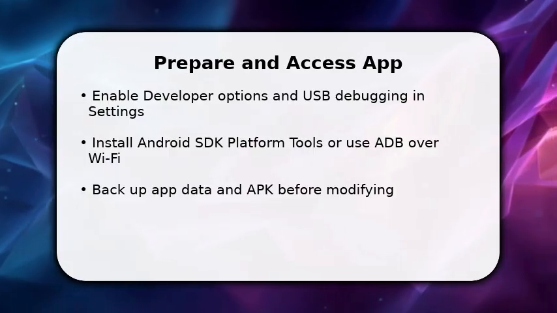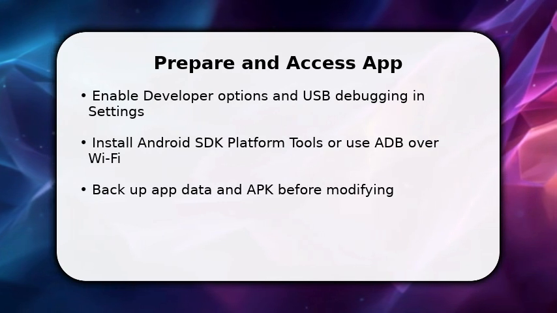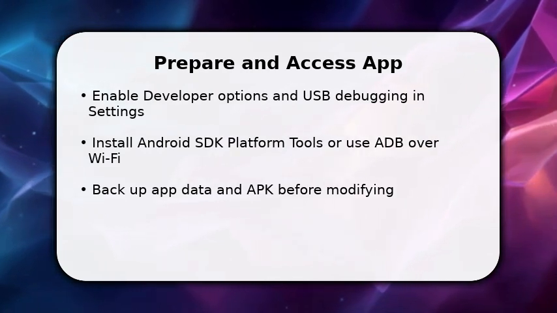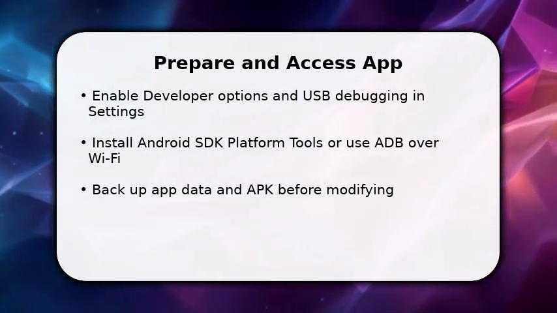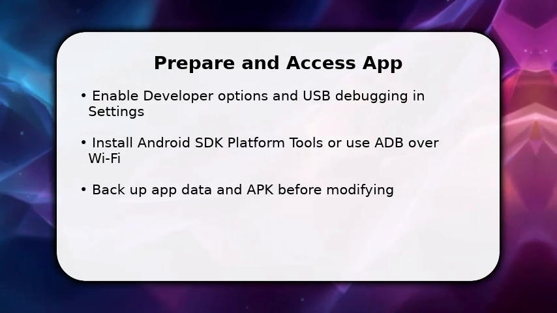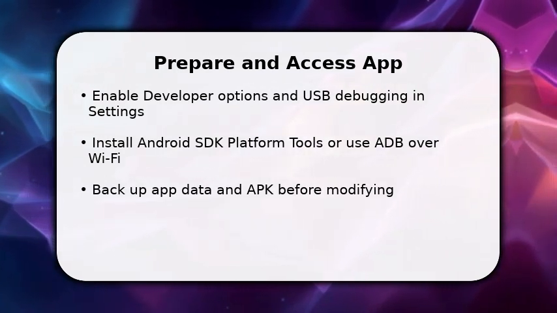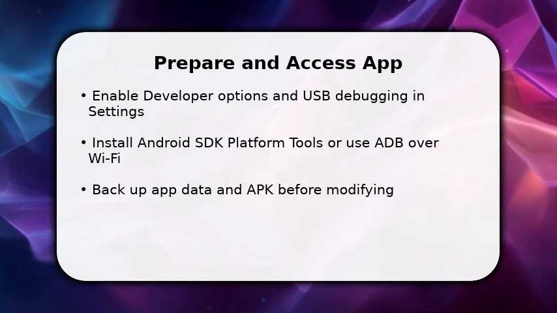You start by enabling developer options and turning on USB debugging so your device accepts commands. Connect via ADB or Wi-Fi and install platform tools on your computer. This lets you list, pull, and push APKs.